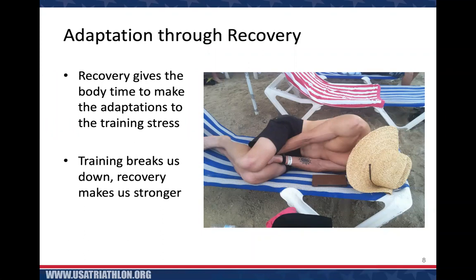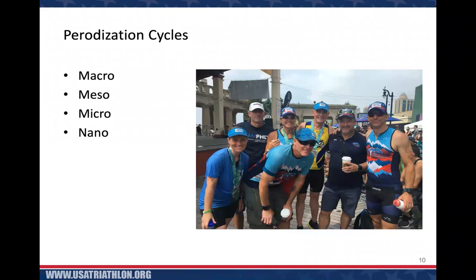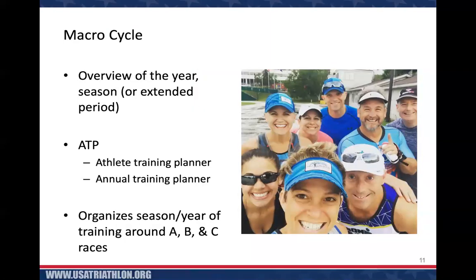So let's talk about now some of the specifics of periodization, some tools you can use to help adapt your plan and grow as an athlete. Periodization, again, like I said, is about segments, right? And we call these cycles. We look at macro cycles, meso cycles, microcycles, and nano cycles. The macro cycle is an overview of your entire year or your season or otherwise extended period. These may be anywhere from 6 to 18 months, depending upon your particular needs.